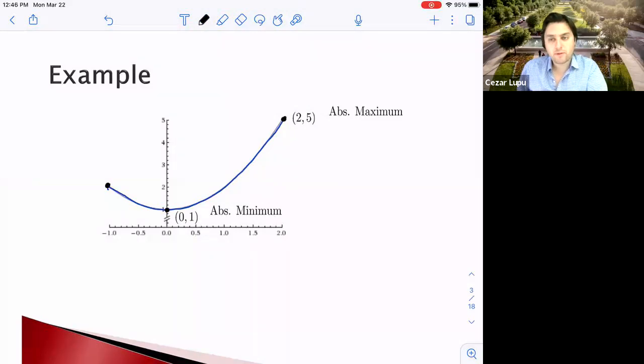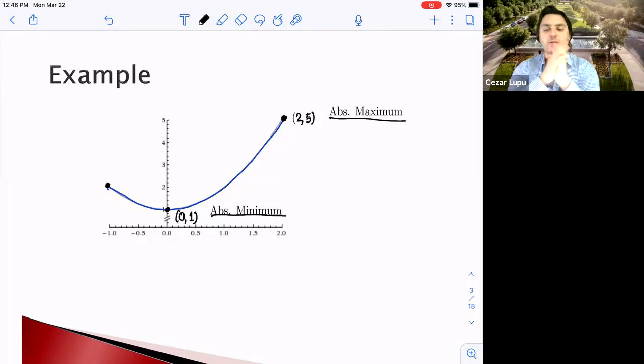What can you tell me if you look at the graph of this? Do you see any absolute minimum, which is the lowest point on the graph, or the absolute maximum, which is the highest point on the graph? As you can see, the absolute maximum is right here, the point of coordinates 2, 5. But the absolute minimum is right here, the point of coordinates 0, 1. So the graph of this function has an absolute max and an absolute min.